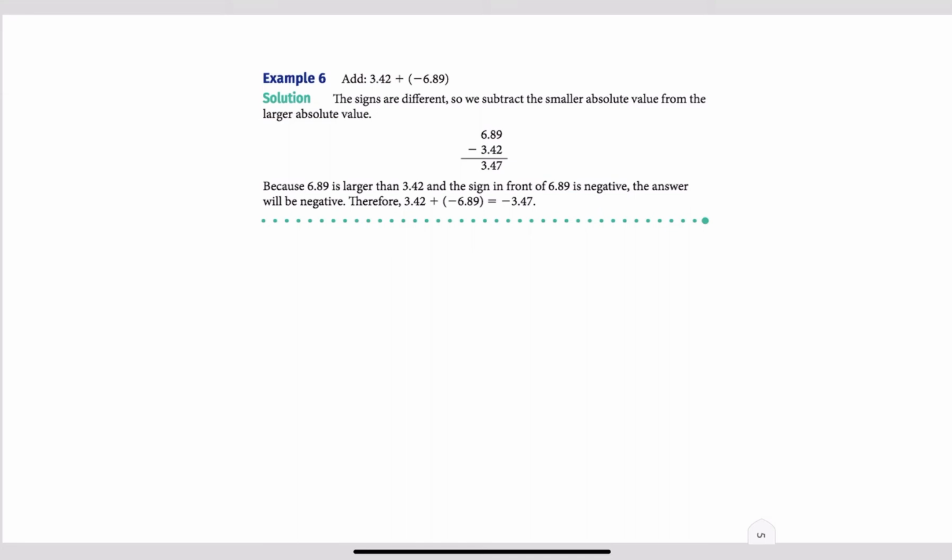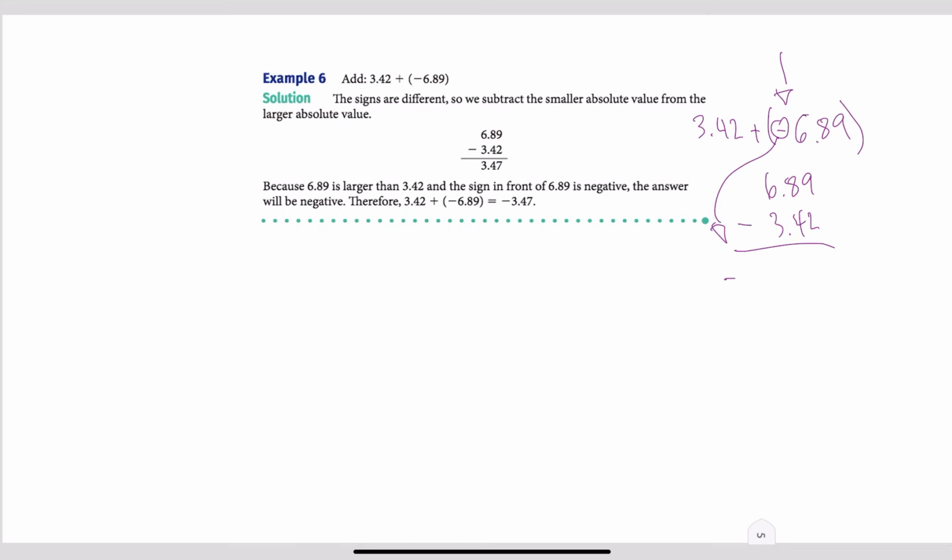So in this case, while I'm trying to take 6.89 away from 3.42, I can't actually do that math. The math that I can do, however, is 6.89 minus 3.42, and then I can know what is the correct sign. Well, the larger absolute value, the 6, was the negative number, and so my result is going to have a negative sign. So I know that already. I already know the sign of my answer before I've even calculated.